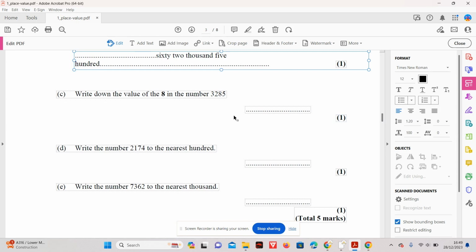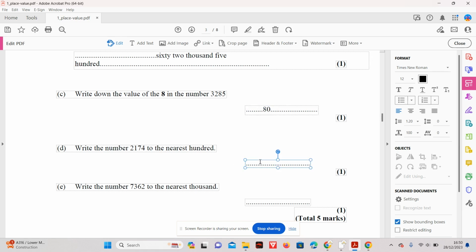Write down the value of the 8 in the number 3,285. So again, if you say the number to yourself, it's 3,285. And the number I'm saying when I'm saying the 8 is 80. So we just type in 80. Job done.